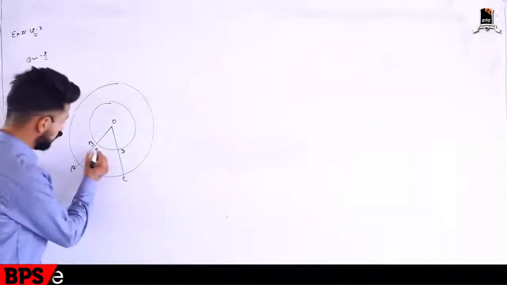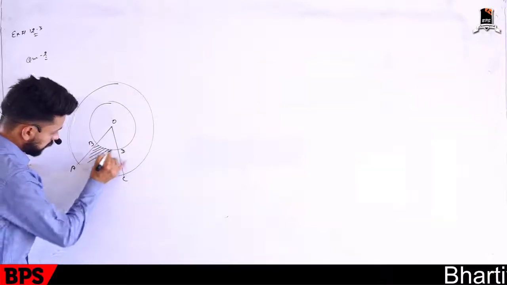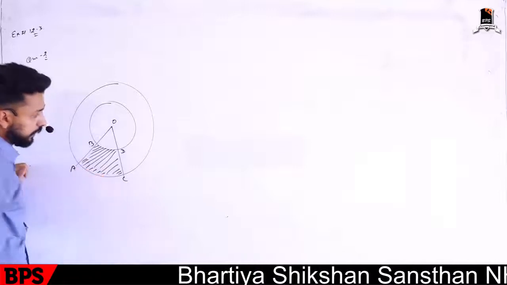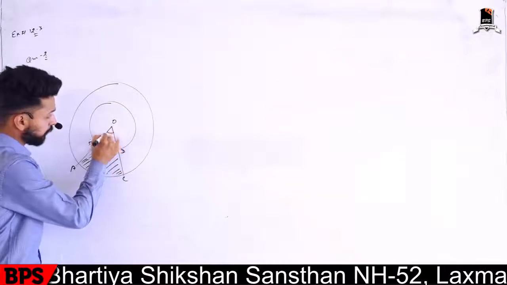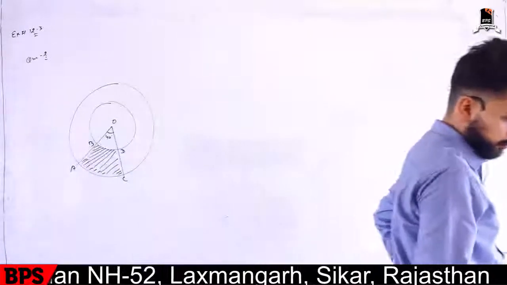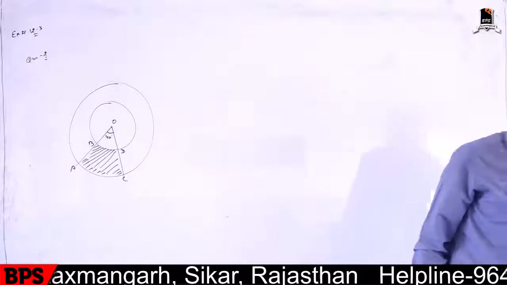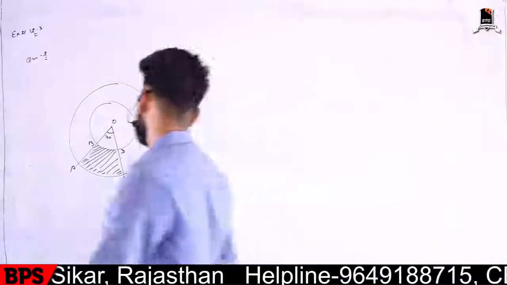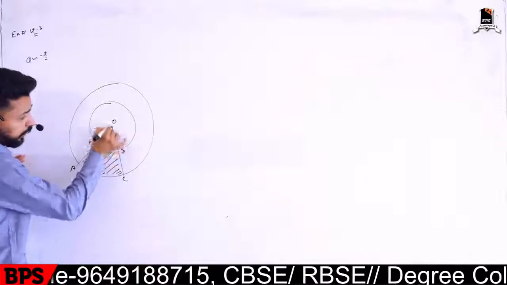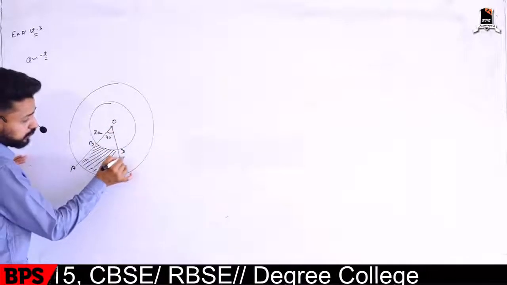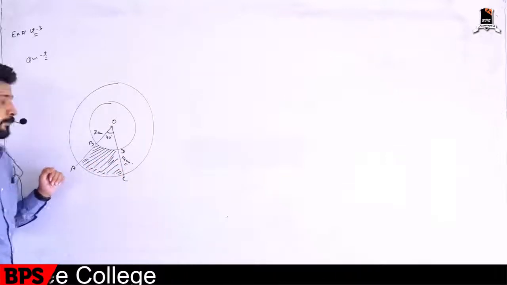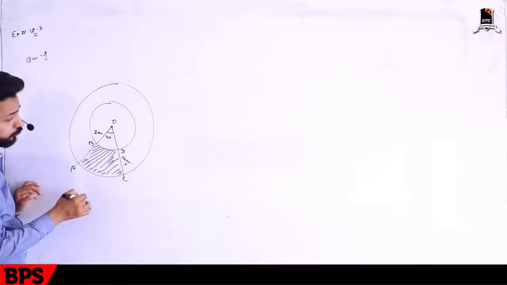That is the shaded region. Angle AOC is equal to 40 degree, and radii of the circles are 7 centimeter and 14 centimeter. OB is the radius of the small circle, that is 7 centimeter, and OC is the radius of the larger circle, 14 centimeter. Area of shaded region we have to find.